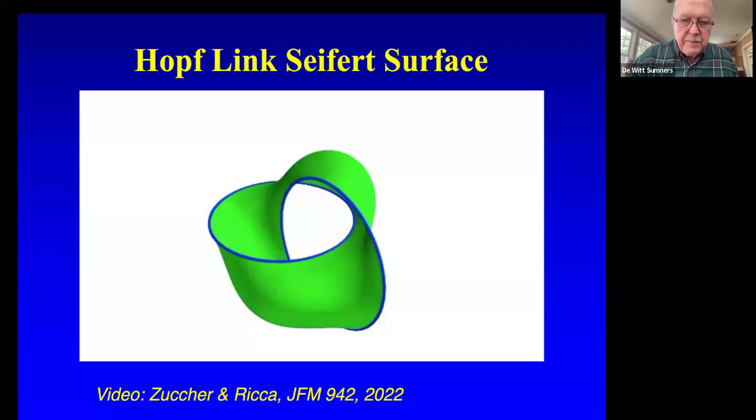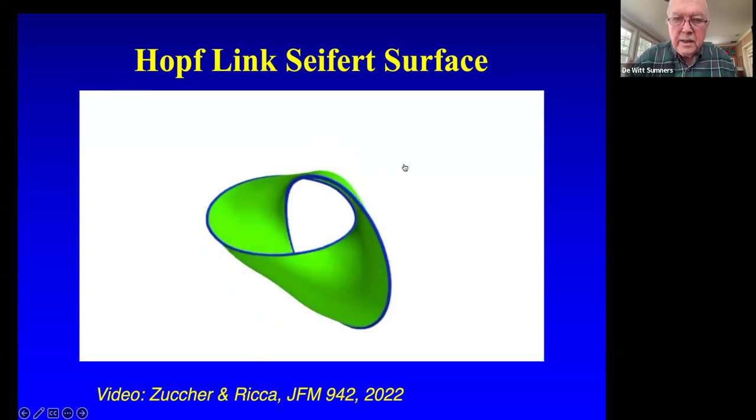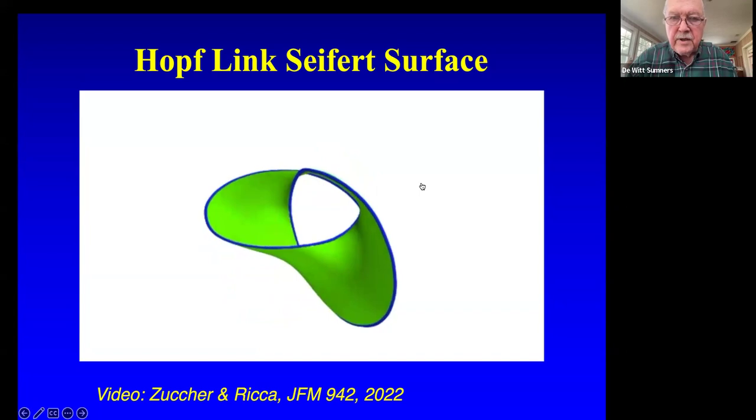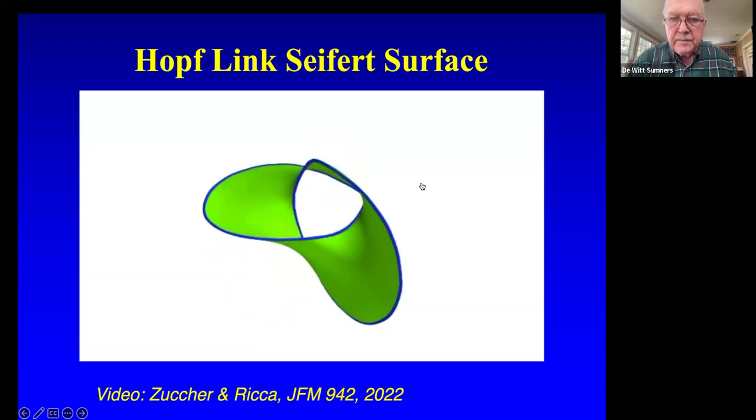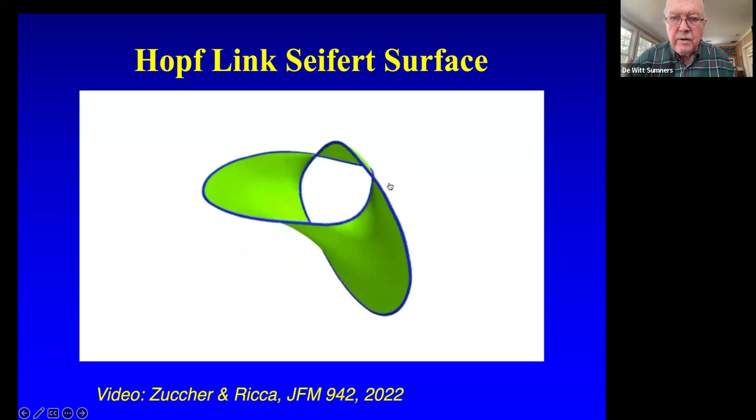So here's a picture due to Renzo Ricca and Simone Zuccher that shows you the time evolution of one of these Seifert surfaces as it undergoes reconnection. So here you see it moving. This is the Hopf link, and you're going to see a reconnection event in just a minute. And I believe the reconnection event happens sort of over here.